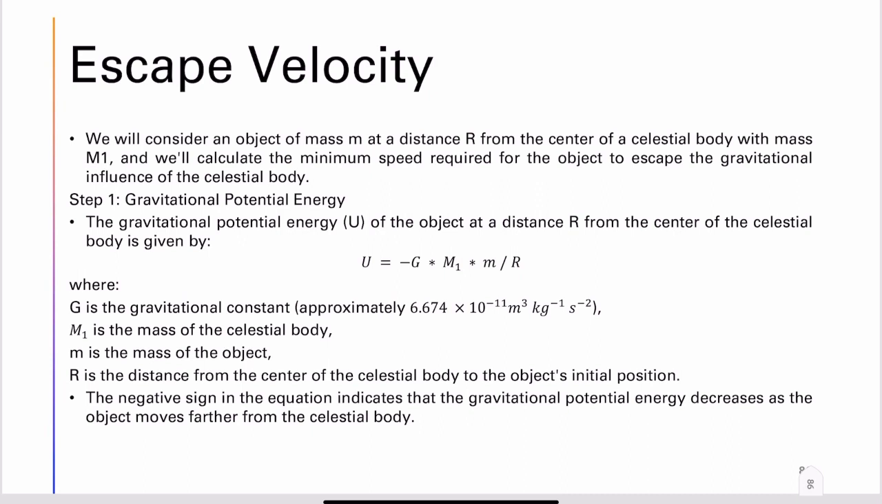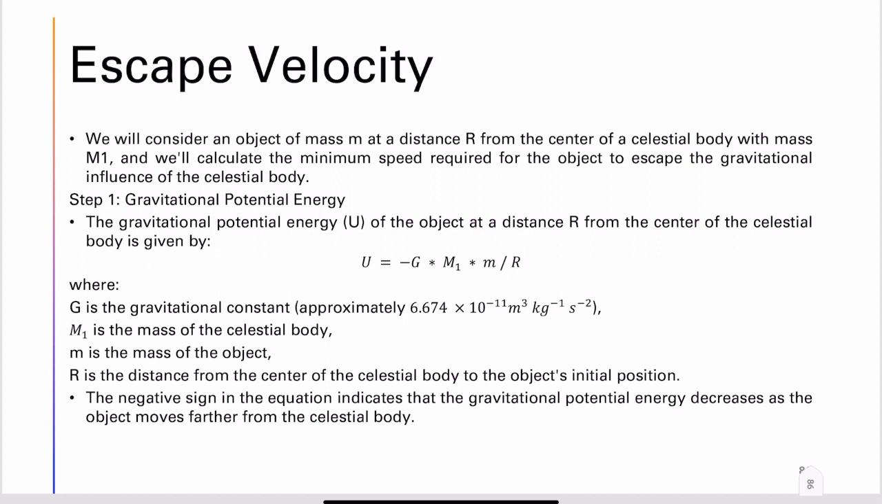Here we consider an object of mass m, which is at distance r from the center of the celestial body with mass m1. We calculate the minimum speed required, not the maximum speed, for the object to escape the gravitational influence of the celestial body. The gravitational potential energy, not the gravitational force, is given by F into r, so we get U is equal to minus G m1 m divided by r. It is not r square; since it is energy, it is divided by r.